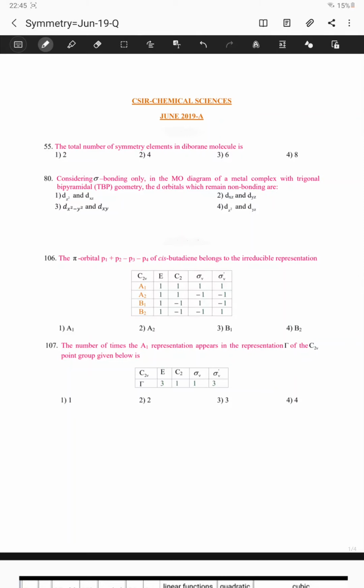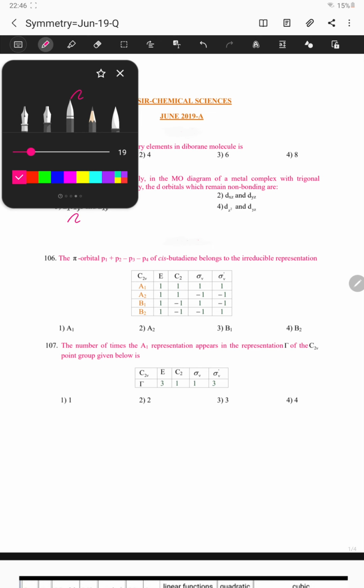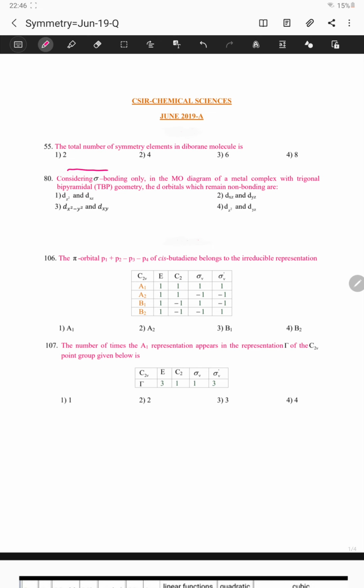Let's work out question number 80, which is related to the trigonal bipyramidal geometry, and how many d orbitals remain non-bonding we have to choose. In every option there is a set of d orbitals that has been given. An important point to be remembered is, in this case only sigma bonding has to be considered. So it's a sigma bond consideration.